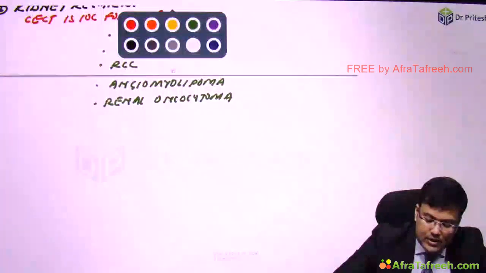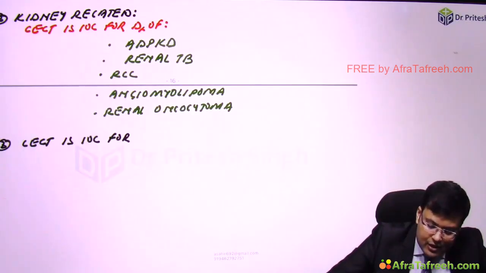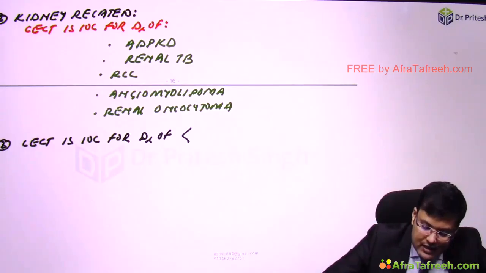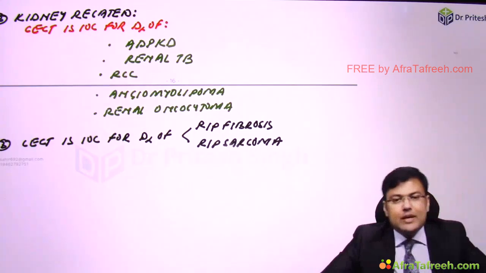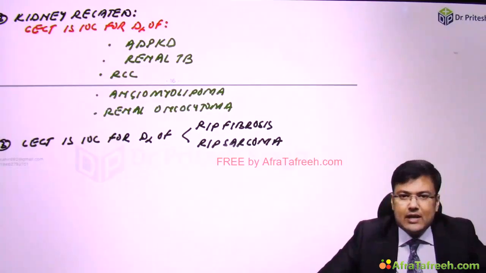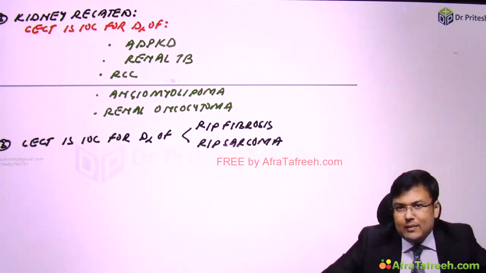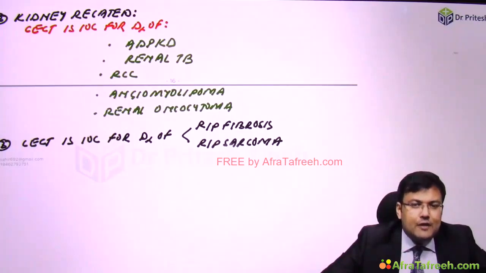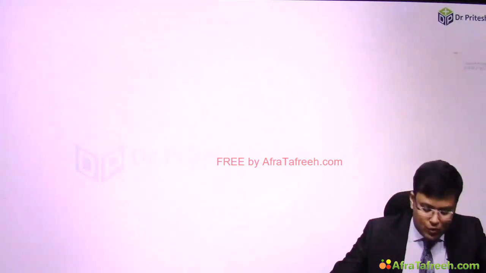Third, very important point: CECT is the investigation of choice for diagnosis of retroperitoneal fibrosis and retroperitoneal sarcoma. So now you have a rough idea that for most of the retroperitoneal pathologies, the investigation of choice for diagnosis is CECT. Now coming to the management of acute pancreatitis.